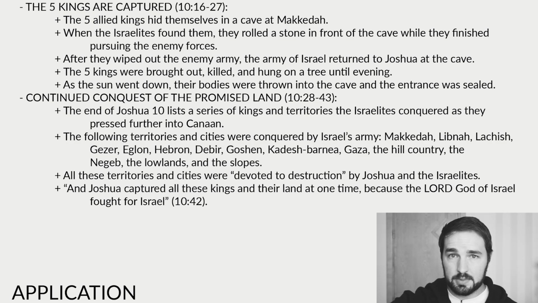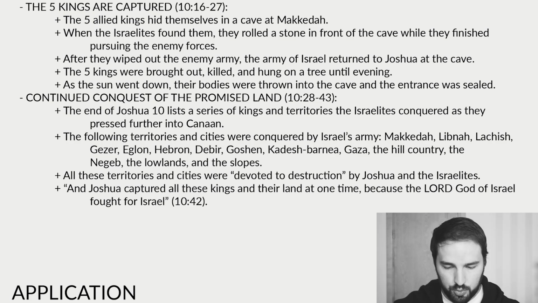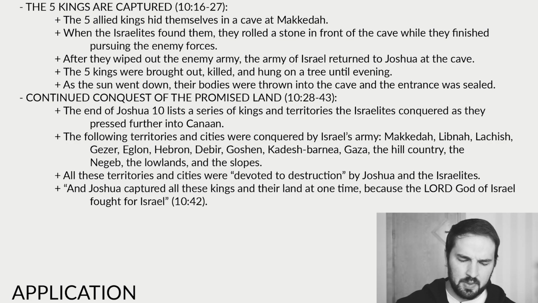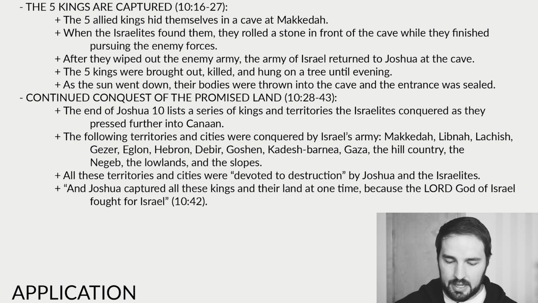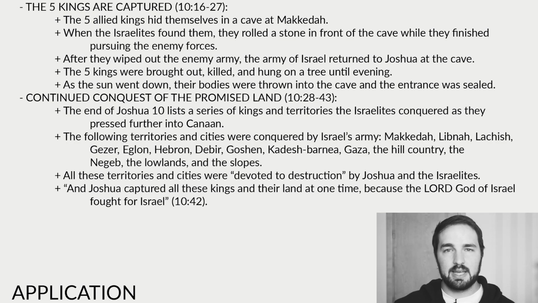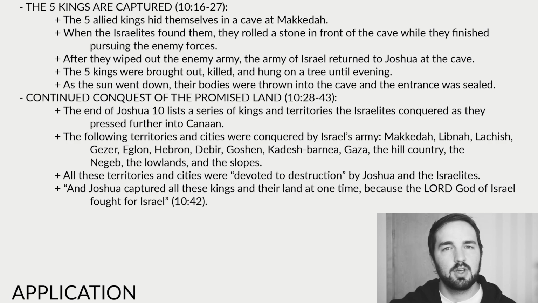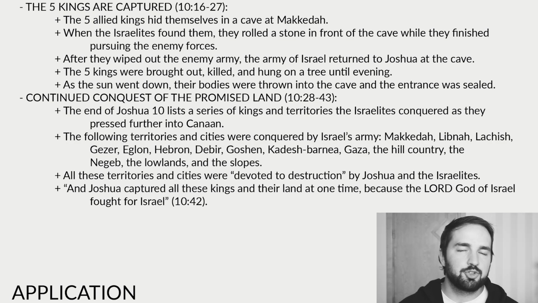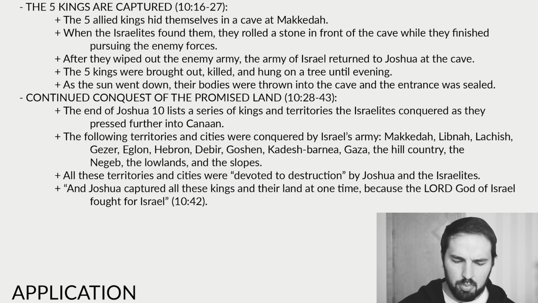Now, after they had wiped out the enemy army, the Israelite army returned to Joshua there at the cave of Makkedah. The 5 kings were brought out, they were killed, and they were hung on a tree until the evening. And as the sun went down, their bodies were taken down, thrown into the cave, and the entrance to the cave was sealed. Our final section, verses 28 through 43, will take us through the end of the chapter. It is talking about the continued conquest of the Promised Land.